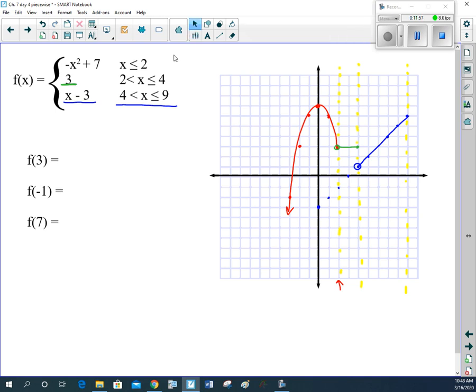Okay, so what's our graph look like? We'll get rid of all these extra points. We don't need any of those. Don't need my boundary lines. They're just tools to help me draw my piecewise. There's my piecewise function.